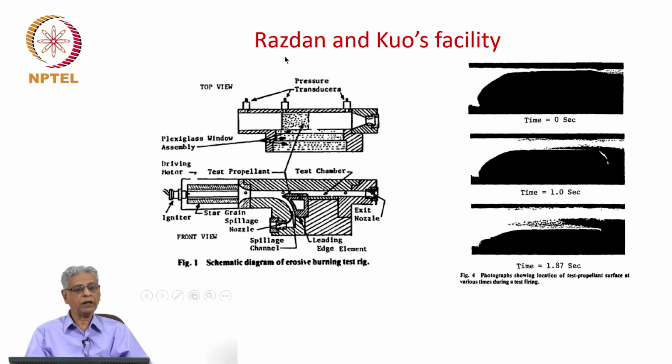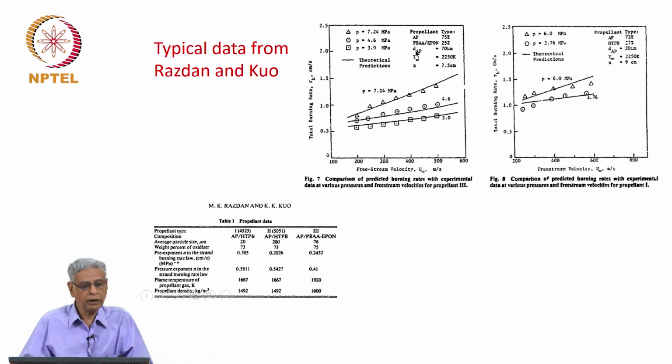There is another facility alluded to by Razdan and Kuo, in which you have a motor that produces hot gases, and the test grain is here, and you have pressure transducers here to measure the pressure variation because of the excess mass flow that comes from the erosive burning. You use this information. You also do photographic work, and you know how things vary with time in terms of the propellant grain shape. If you take typical data from Razdan and Kuo, what you actually observe is the total burn rate, and you have the free stream velocity.